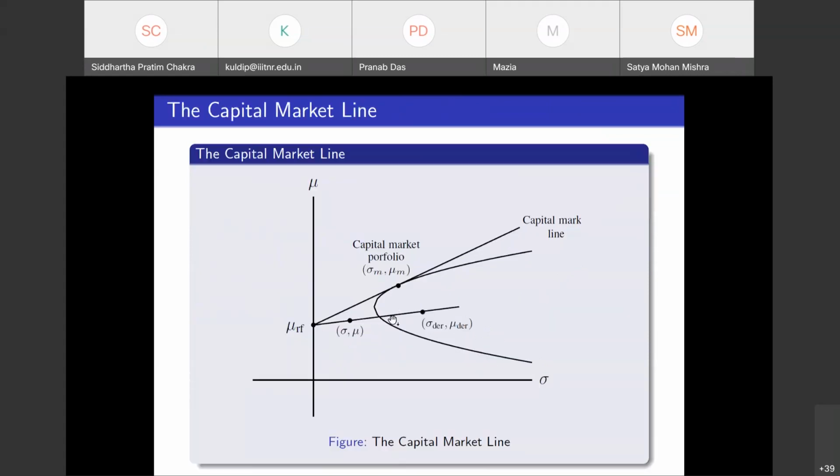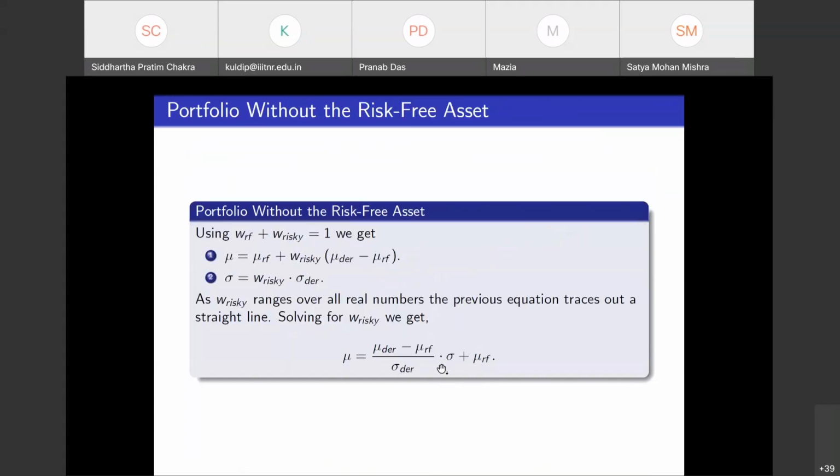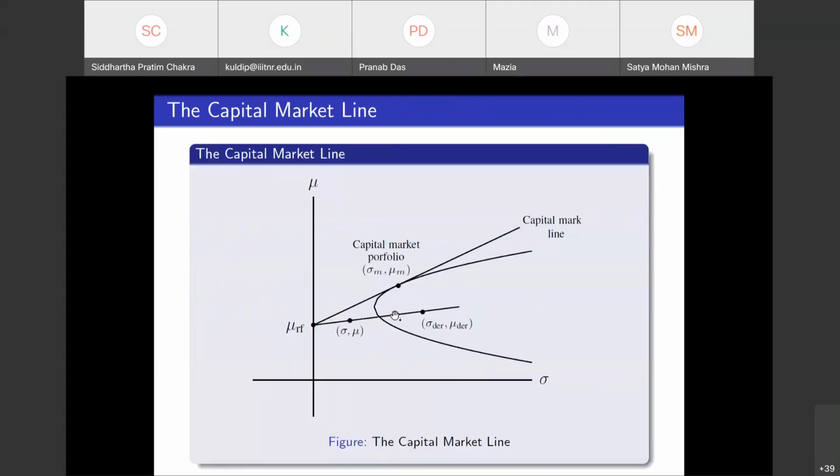And the point of tangency, that is the point at which this line, the line with the maximum slope, is tangent to the Markowitz efficient frontier, that point of tangency obviously comes from some weights, which means that it obviously comes from a particular portfolio, and that portfolio is known as the capital market portfolio or the market portfolio.